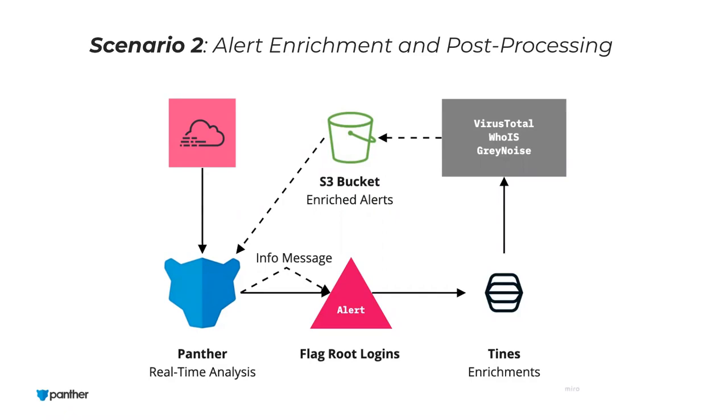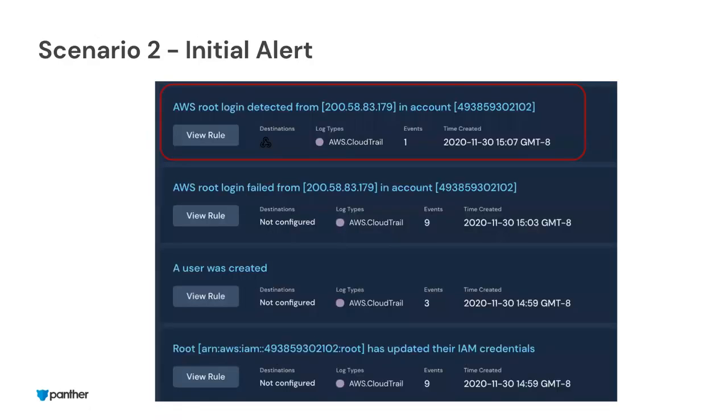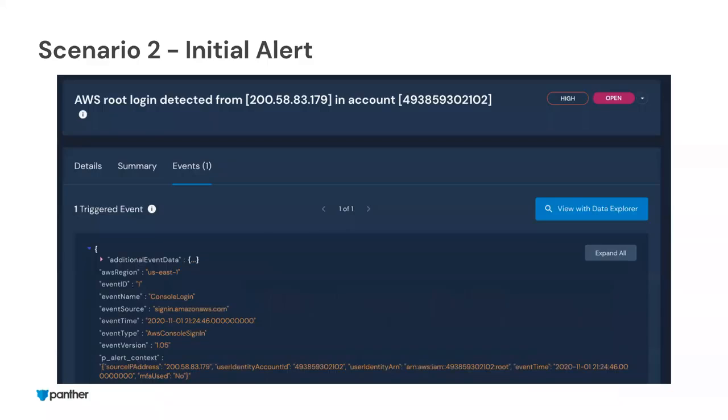So let's step through a little bit how this works. In this scenario, we're going to be analyzing CloudTrail data instead of Okta data, and we're going to be flagging root logins. If anyone saw the last webinar, this was the topic there, root activity. A lot of it is actually similar events that I repurposed for this webinar. So we see our initial root login from this IP and this account, and we get our initial alert. It looks a little bit like this, and we're going to feed this again through Tines.